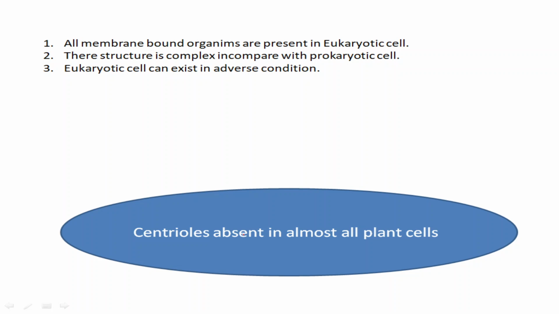Now all membrane-bound organelles are present in the eukaryotic cell. Why all? Because they have to perform many functions and their functions are very complex in nature, so that's why all membrane-bound organelles are present in the eukaryotic cell. The structure is complex in comparison with the prokaryotic cell.